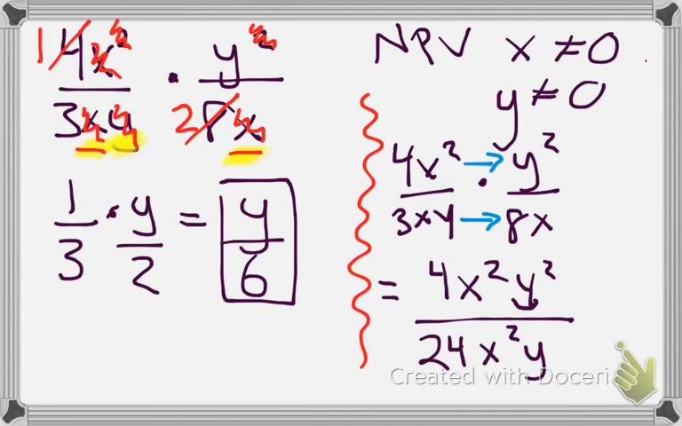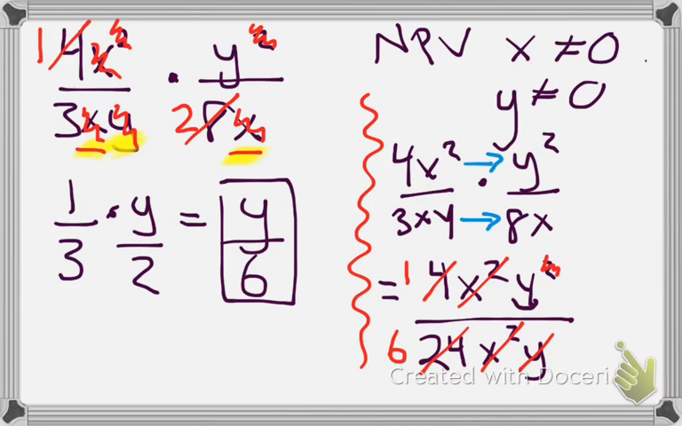Okay, so I've done my multiplying, so now I'm going to simplify. When I look at it, 4 and 24 can both be divided by 4, so that leaves me with 1 and 6. X squareds can be divided by each other, and then my y squared and my y leaves me with just 1 y in the numerator.